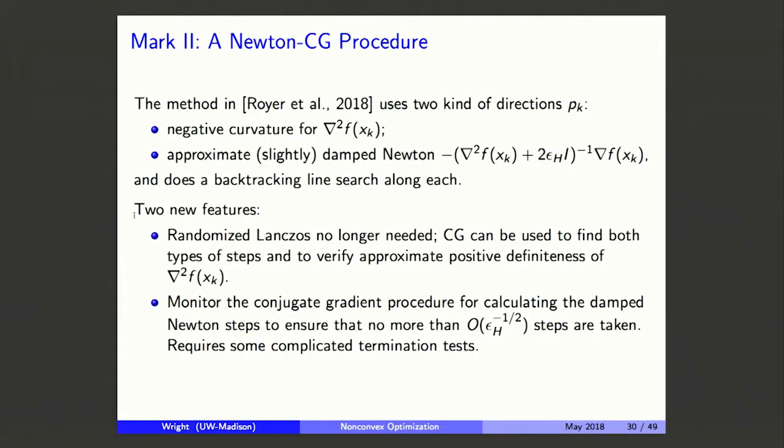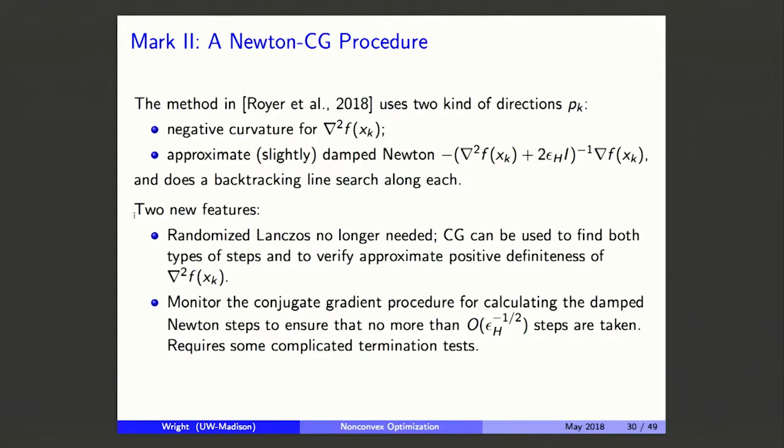A more recent work that we put on arXiv a couple of months ago is a simpler, stripped down procedure, and it's different in a couple of ways. First, it only takes two kinds of steps. One is an approximate damped Newton step, similar to what we had in the previous algorithm, and the other is an approximate negative curvature step. Again, it does the backtracking line search along each one.